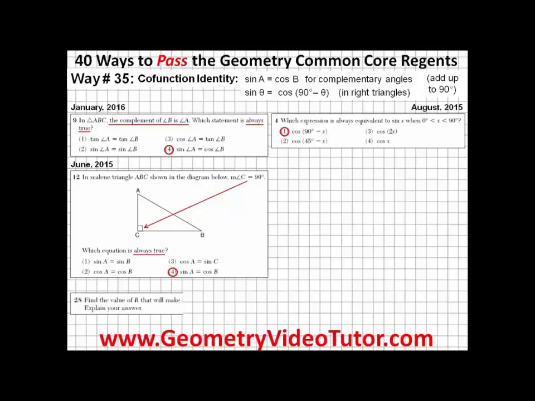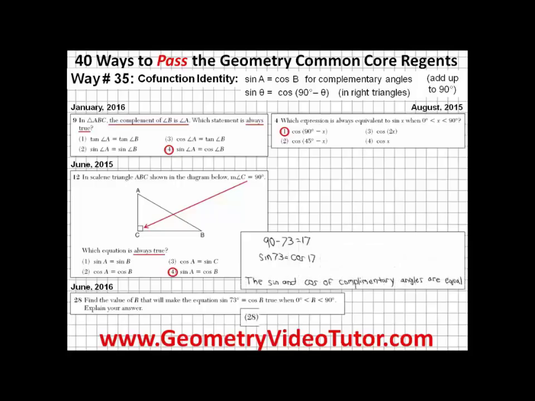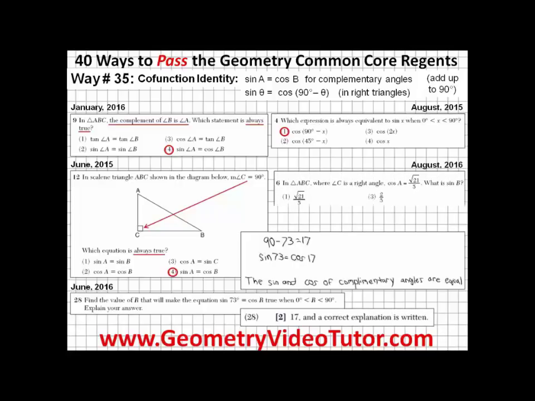So see if you could answer this short answer question from the June 2016 Geometry Common Core Regents. If you said that R is equal to 17 degrees and provided the correct explanation, you'd earn yourself an easy 2 points. And even if they try to trick you with funky looking numbers or switching the letters around on you, the cosine of A will still be equal to the sine of B.